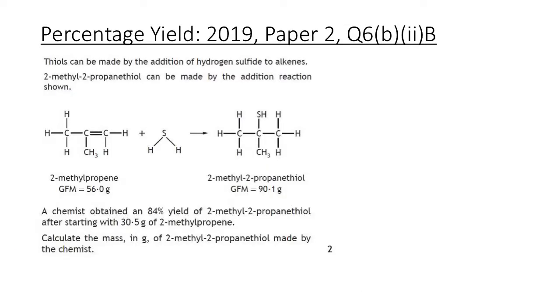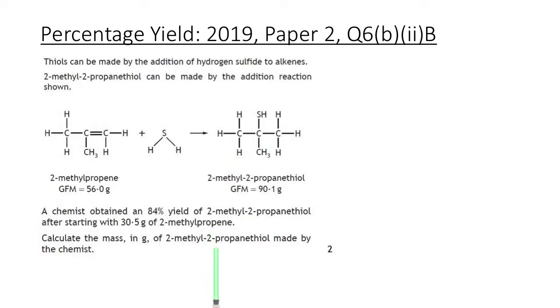Occasionally they ask the question in a slightly different way. We've got our reaction here, we've got 2-methylpropane reacting to make 2-methyl-2-propanethiol, and they're telling us the yield. A chemist obtained an 84% yield of 2-methyl-2-propanethiol after starting with 30.5 grams of 2-methylpropane. Calculate the mass in grams of 2-methyl-2-propanethiol made by the chemist. So we've got our starting mass of this. We know what the yield is. They want us to calculate the actual mass.